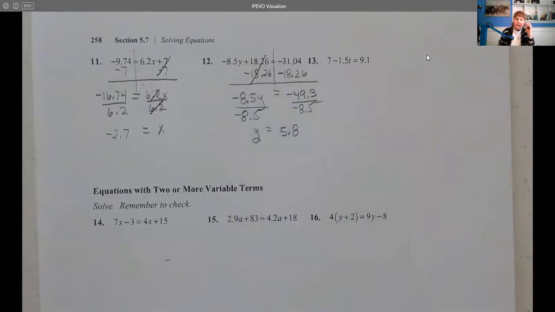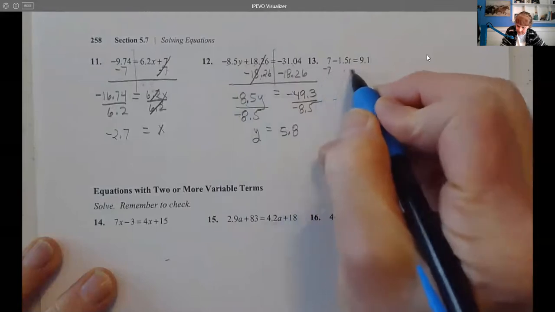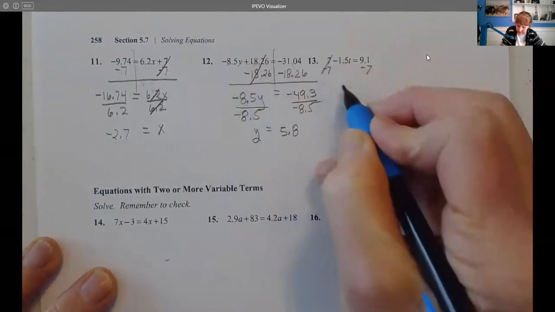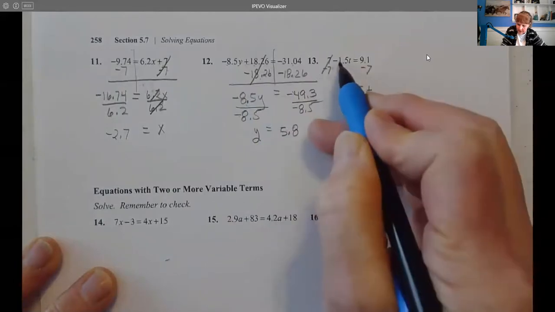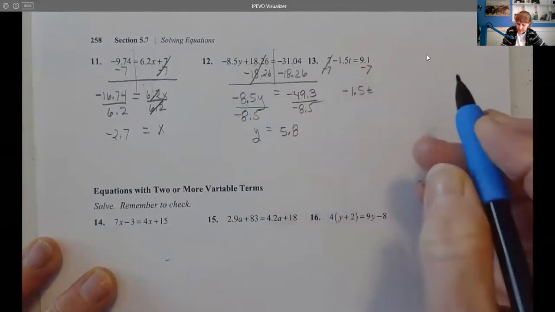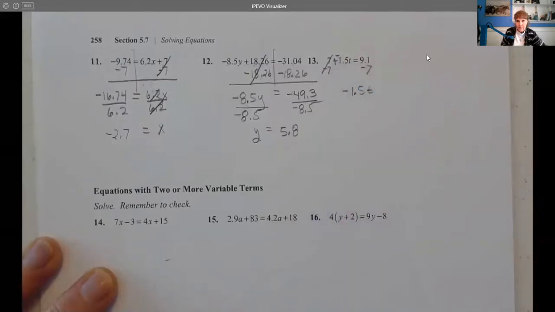All right, now let's look at 13. 13 may look a little different. And again, whatever the number that's right next to the t is the last one you get rid of. So you need to get rid of the 7 first. Okay, so here you would subtract 7. So negative 1.5t. So that's a negative there in front. You could even go plus a negative if you wanted to.